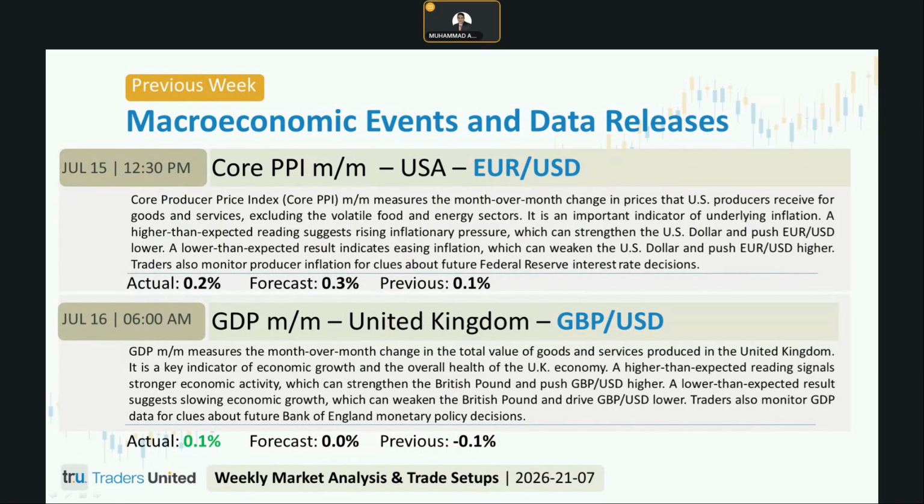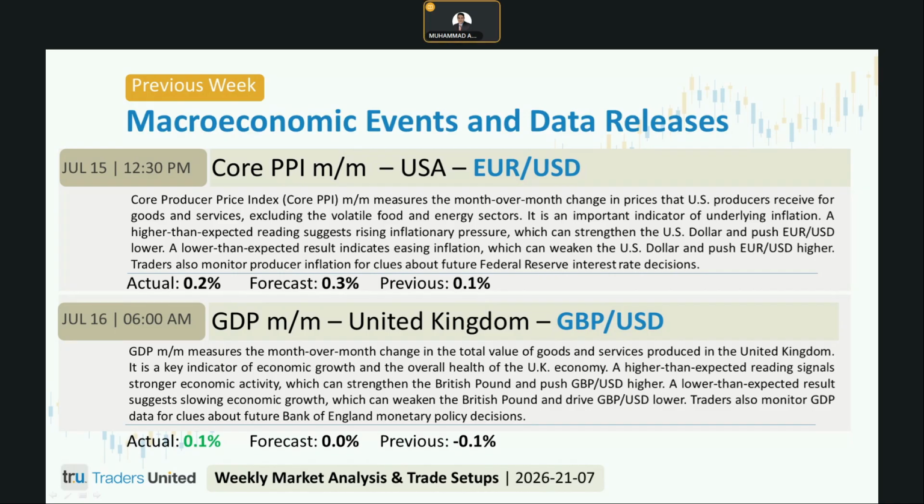UK GDP increased 0.1%, beating the market forecast of 0.0% and improving from the previous negative reading of minus 0.1%. The stronger economic growth boosted confidence in the UK economy and supported the British pound. GBPUSD moved higher after the news release as traders viewed the stronger GDP data as supportive of the Bank of England's monetary policy outlook. The report demonstrated that stronger than expected economic growth remained a key driver of short term GBP/USD price action.